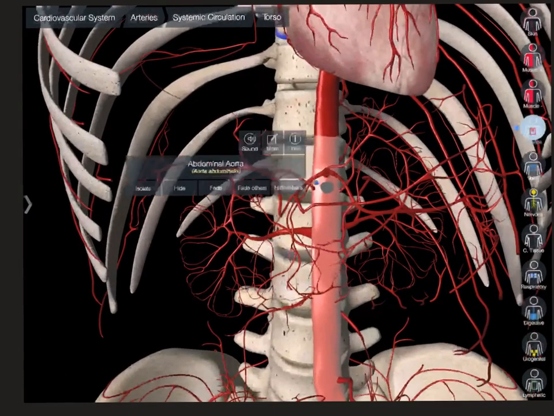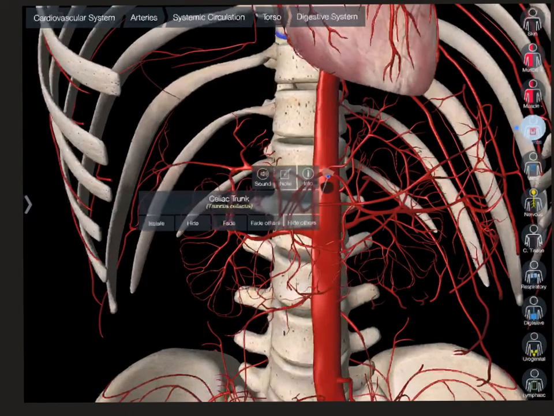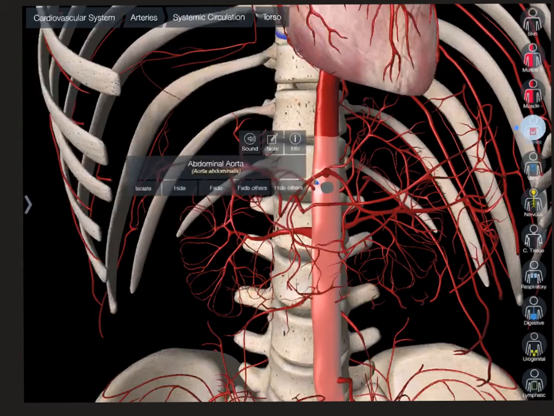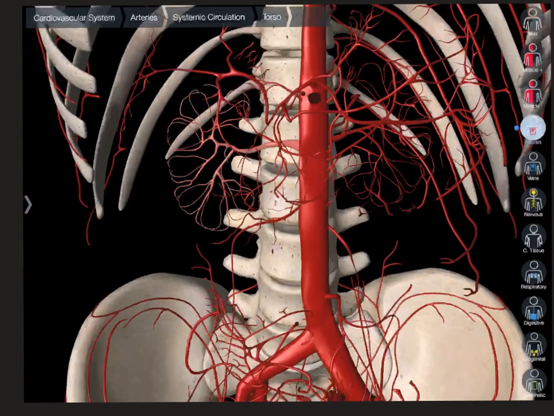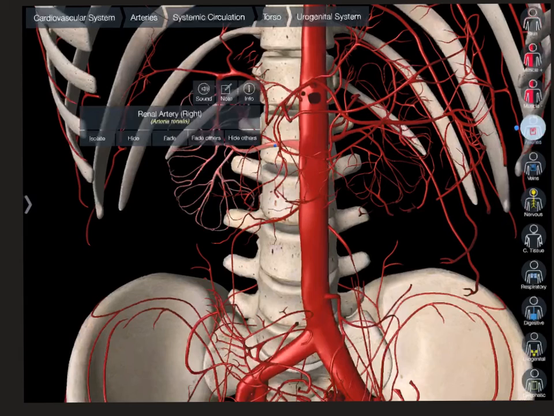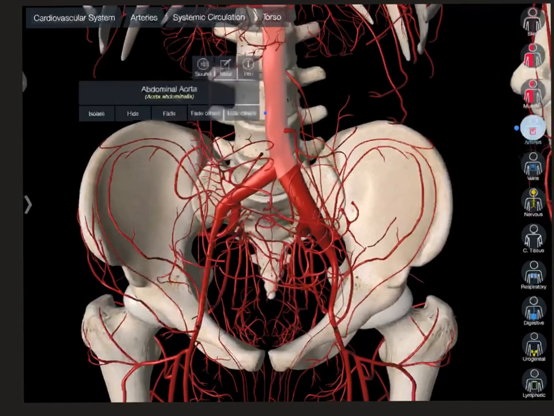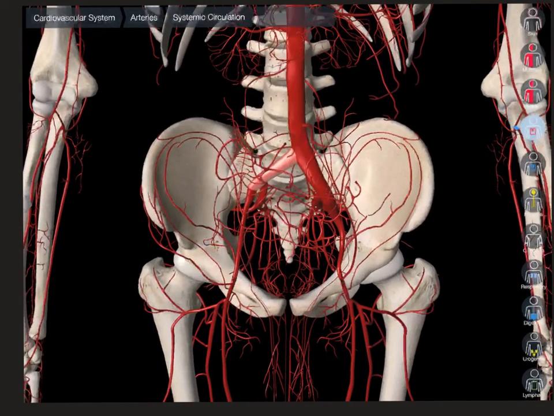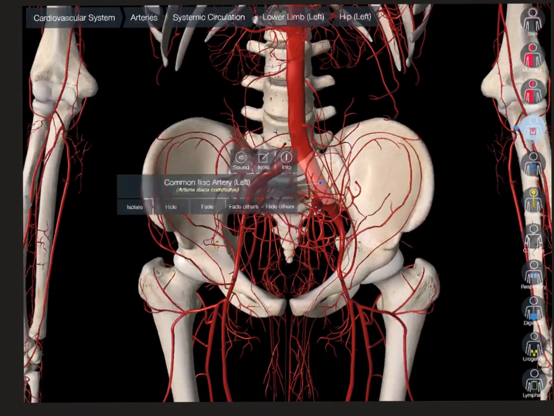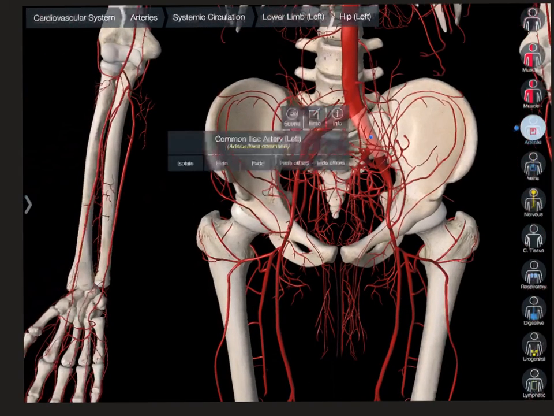And that first branch we talked about is that celiac trunk, where it goes to your stomach, your spleen, and your liver. If we keep following that abdominal aorta down, we reach our renal arteries on both sides, and you can see it branches smaller into the kidneys. And then we follow that abdominal aorta down, and it branches into each leg. So here are your common iliac arteries. And then we're just going to pick a leg and follow that down.